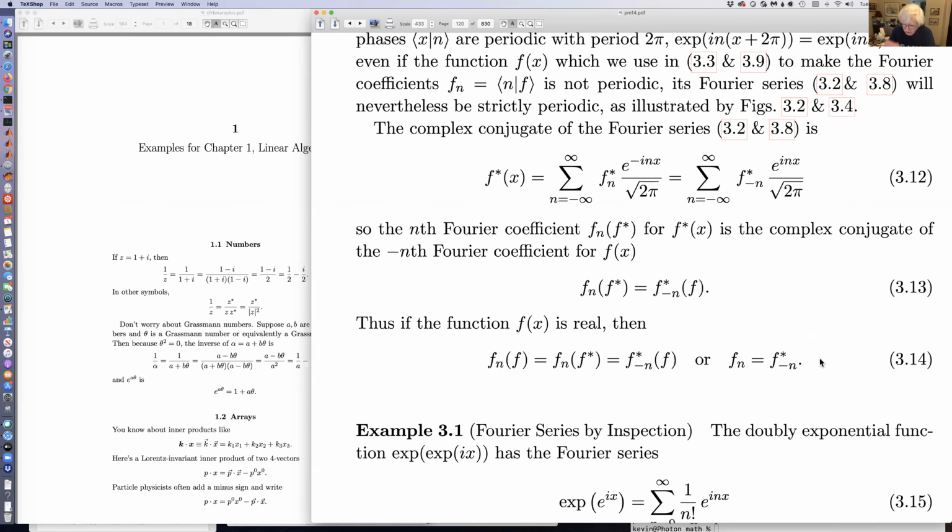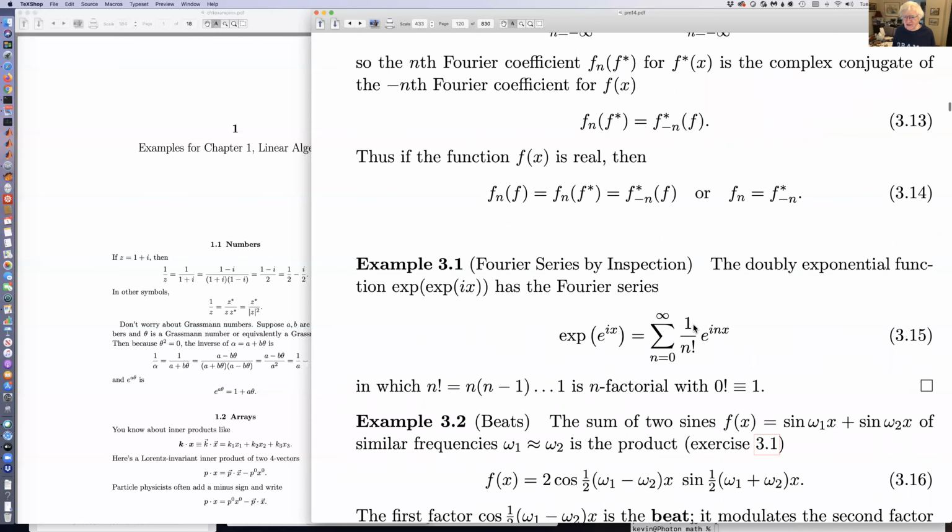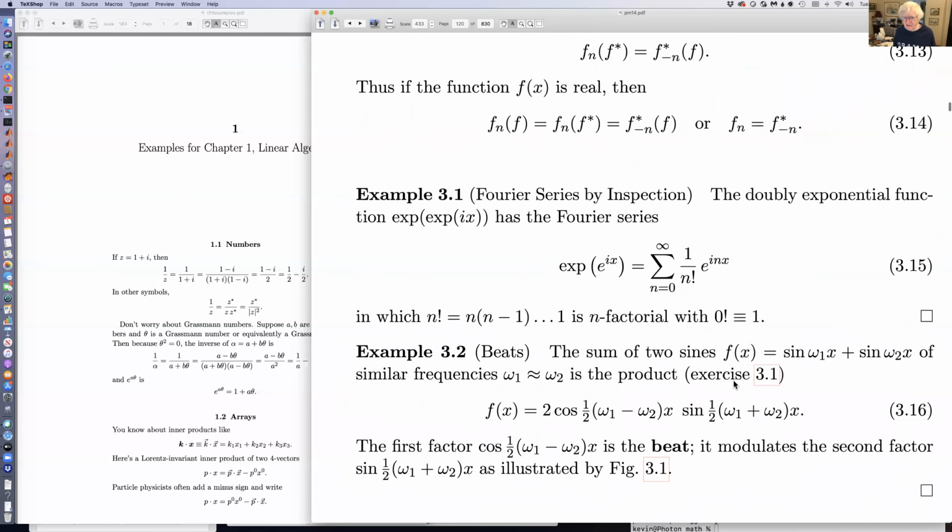If the function is real, then its Fourier coefficients are redundant in the sense that the coefficients of negative index are the complex conjugates of the coefficients of positive index. You can do some Fourier series by expansion, but I don't know if this is just a curiosity. E to the ix is the sum of 1 over n factorial e to the inx. So these are the coefficients of this function.